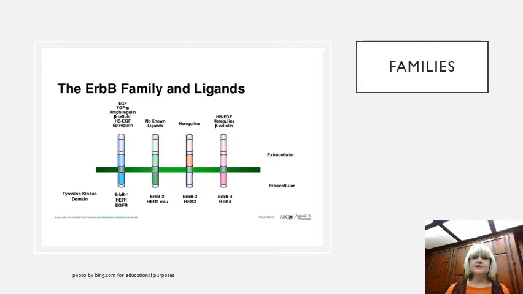So the receptors can be activated by several FGFs, and the FGFs themselves can also activate more than one receptor. And that's just a couple of the families.